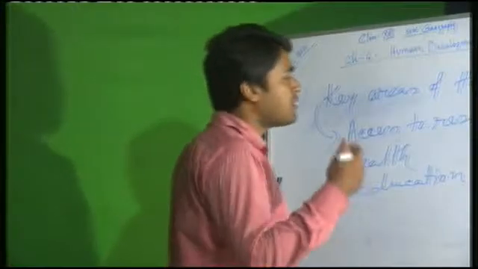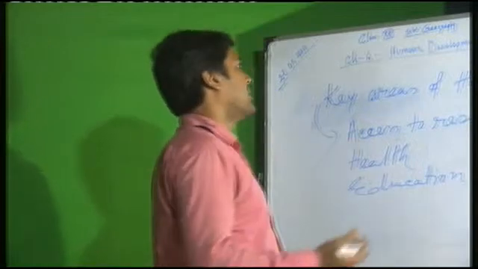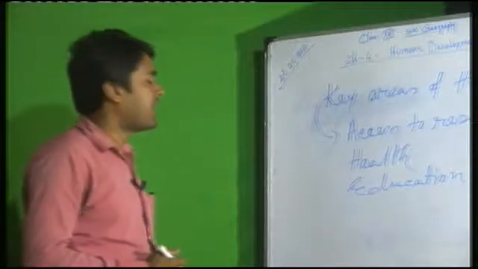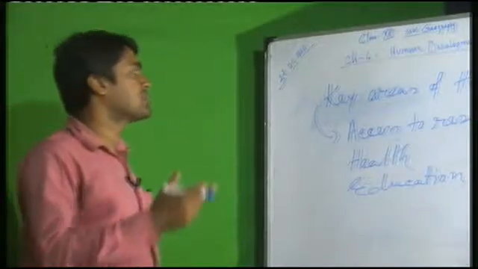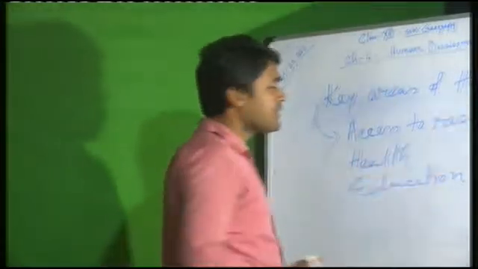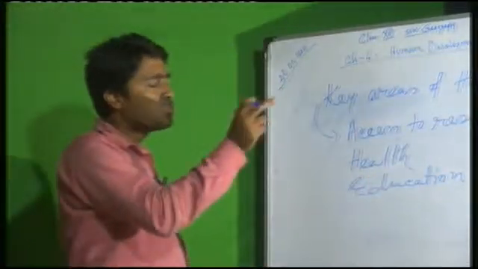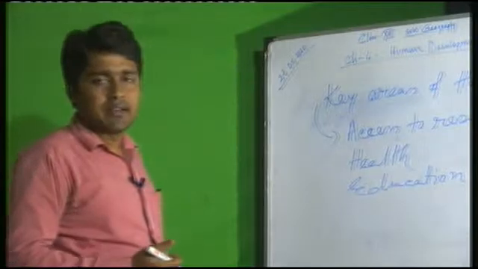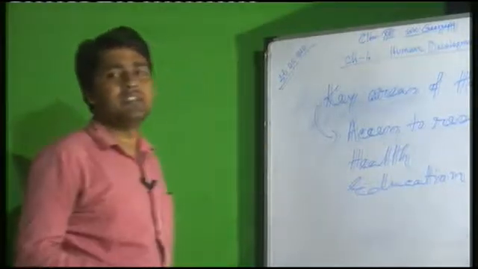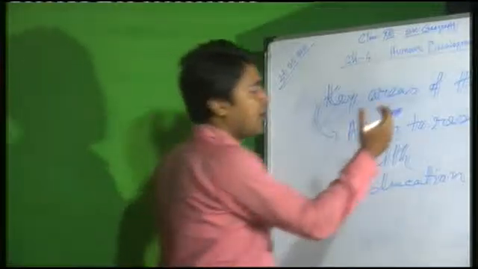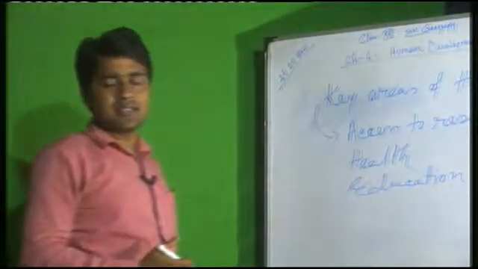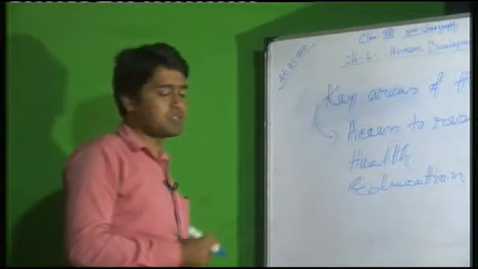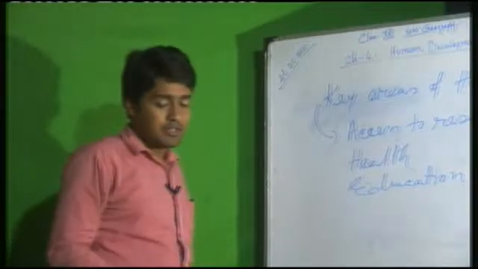Suppose you think of one student, a boy or girl, who reads up to class 8 or class 10, and another boy or girl who reads up to higher studies. Obviously, among these 2 students, if you compare them, those getting higher education have their scope or choice increased, but students who only read up to lower classes have limited choice. That means education, health and access to resources help increase people's choices.